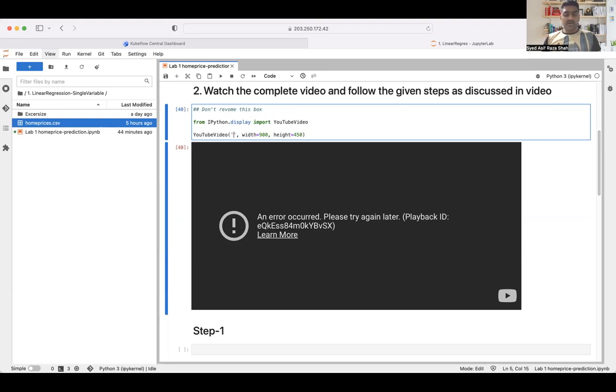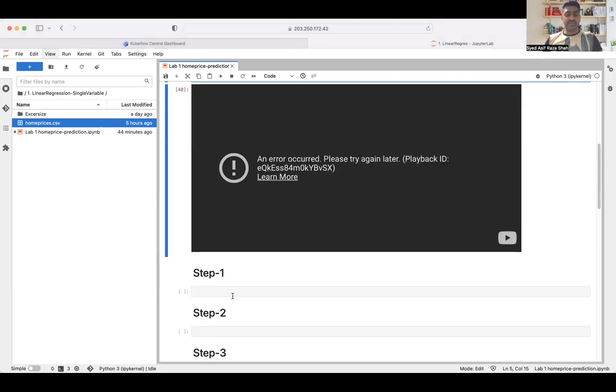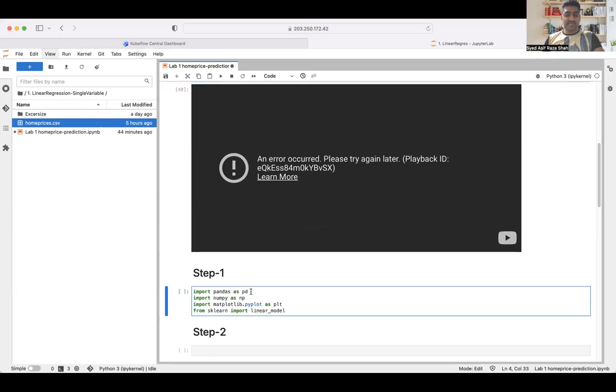Now the first thing is that we have to import libraries. We have to utilize the libraries, and the most important library is sklearn. So I am going to import here some of the libraries. One is pandas, and I'm going to create its object pd, another is NumPy, and another is matplotlib, by using the plt object.